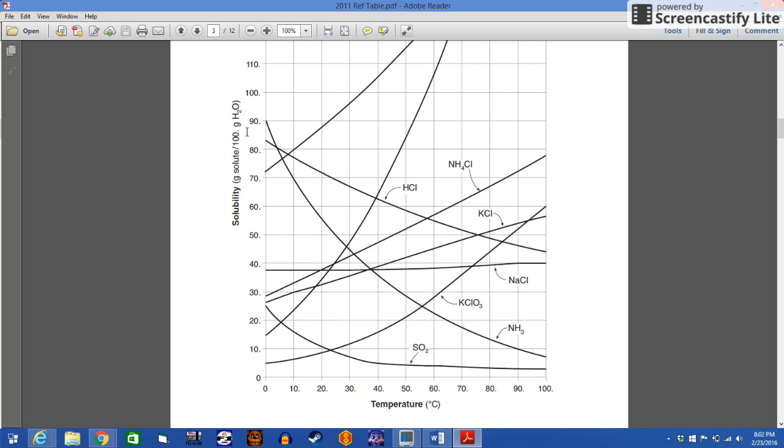And then on the y-axis, you'll notice it says solubility. Just turn your head 90 degrees, you'll read it just fine. Grams of solute per 100 grams of water.